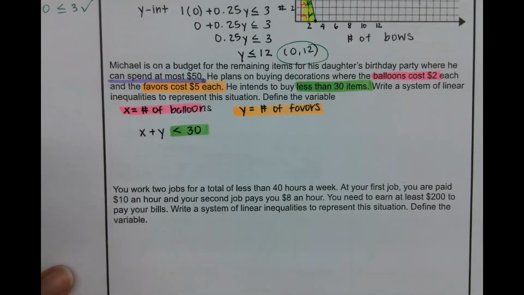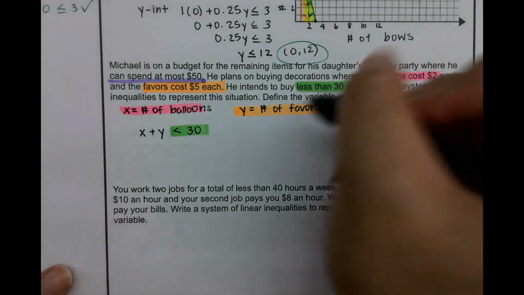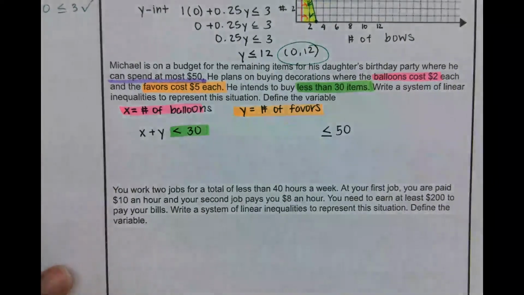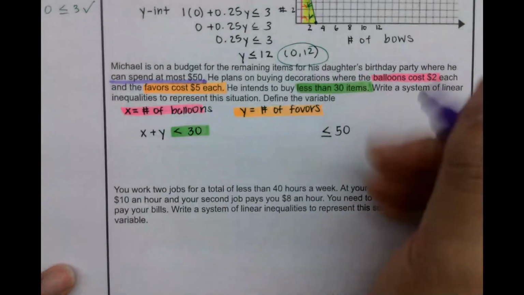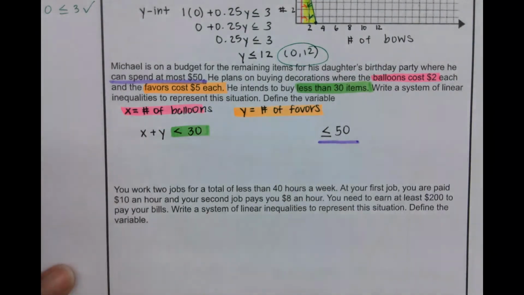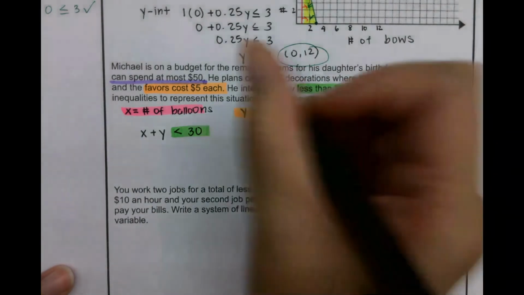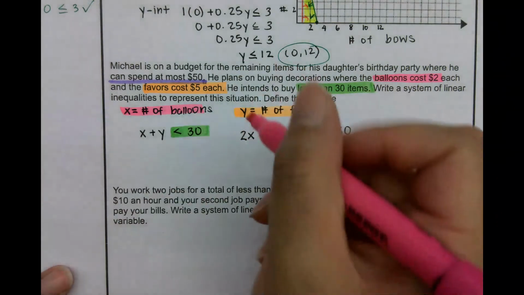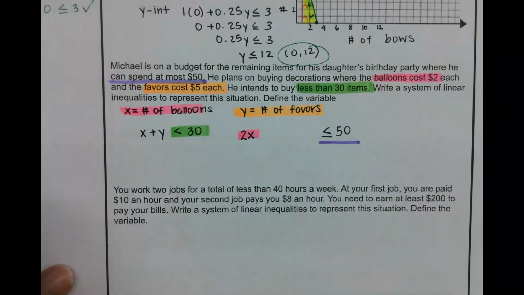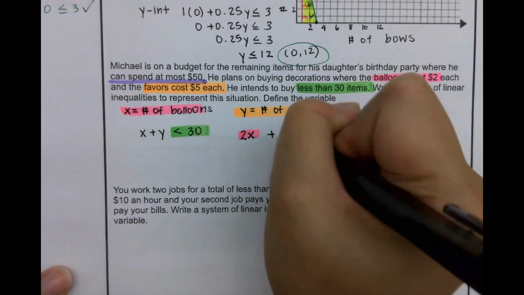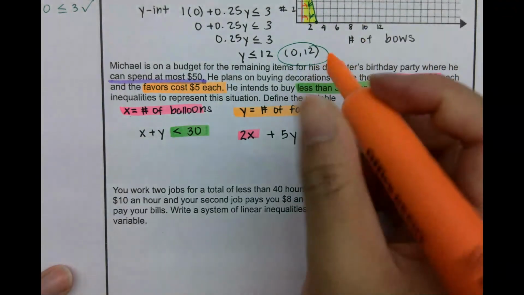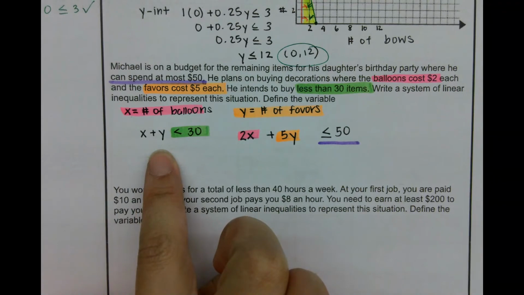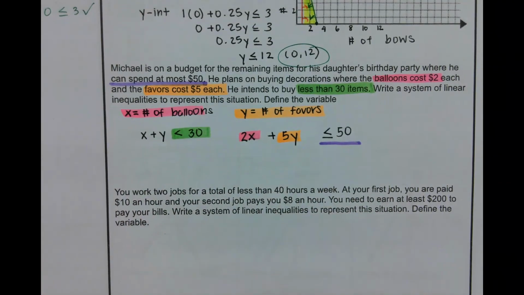Then the other thing we know, he's obviously spending money, right? He can only spend $50, so it has to be less than or equal to $50. If that's the most he can spend, it has to be less than or equal to that. Okay. And the things he's spending money on, balloons is $2, so 2x tells us how much he spends on balloons. Okay. Favors are $5, so 5y will tell us how much he's spending on those favors. Okay. And here are my 2 inequalities. x plus y is less than 30, and 2x plus 5y is less than or equal to 50.